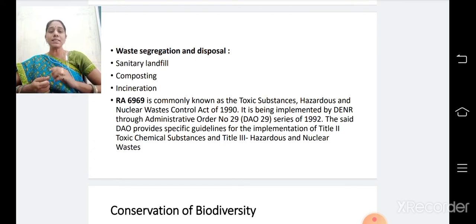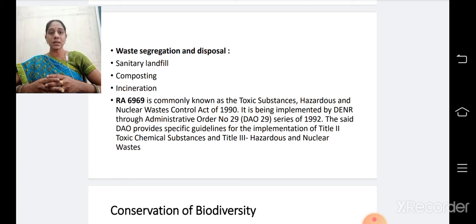Next one, incineration. Incineration is burning of waste at very high temperatures, like 900 degrees centigrade. A caution must be taken here. Heavy metals, lead-like materials must not be there in that incineration process, because it will lead to heavy environmental pollution.